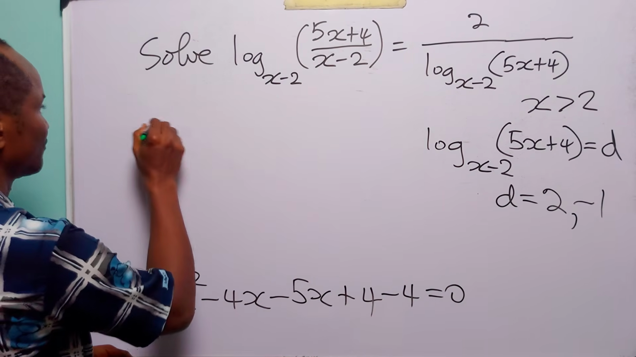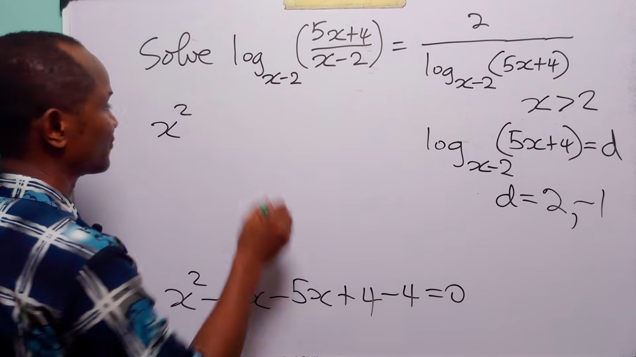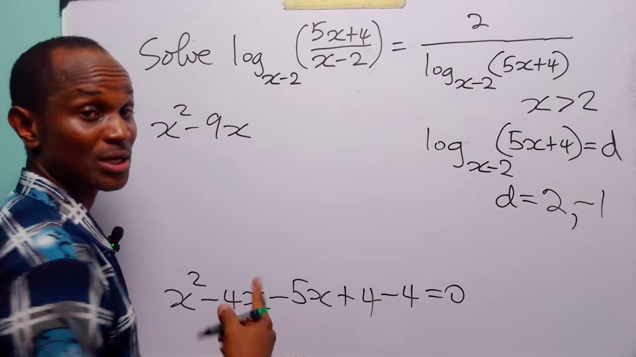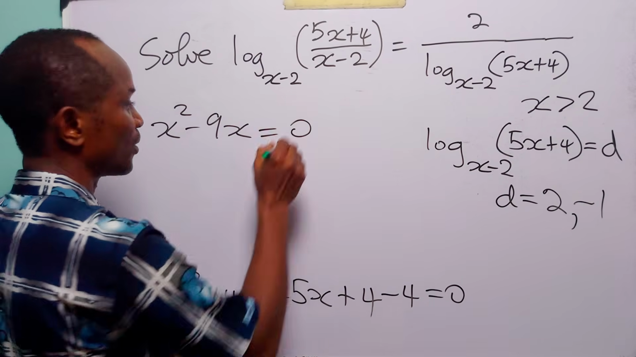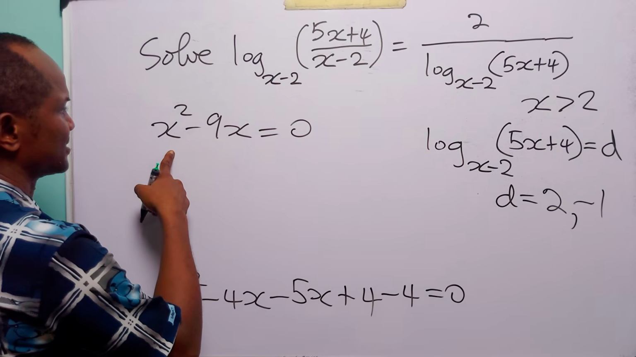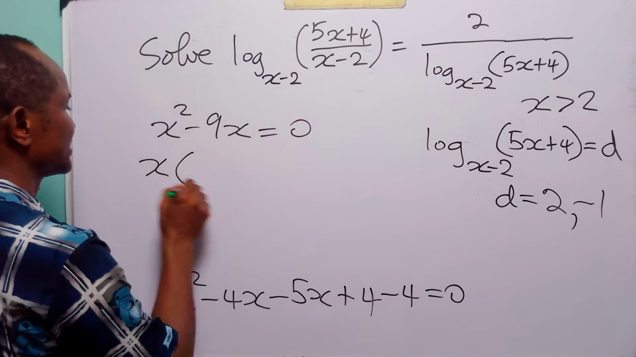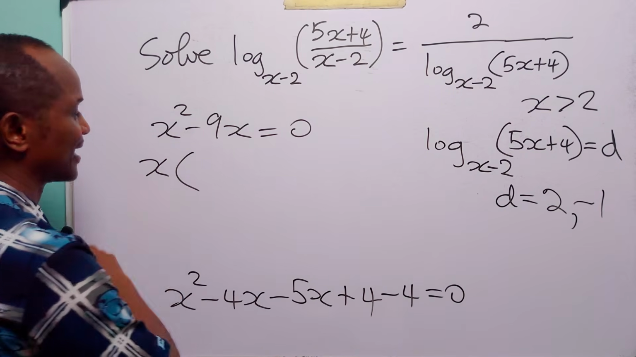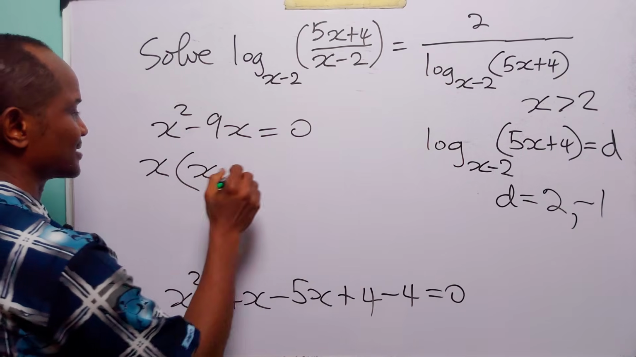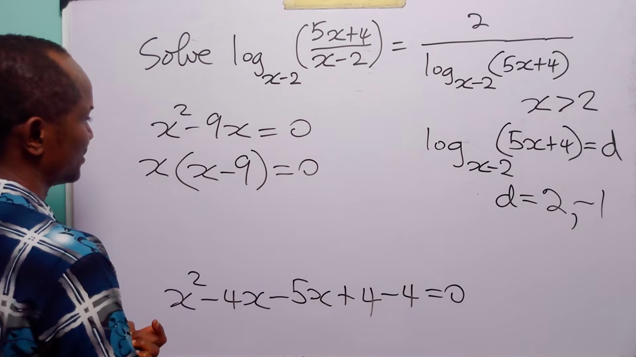And from here, we have that x squared minus 4x minus 5x is minus 9x. 4 minus 4 is equal to 0. So this is equal to 0. Now we can factorize this. We have a common factor, which is x. x into x squared divided by x is x. Minus 9x divided by x is minus 9. And of course, this is equal to 0.